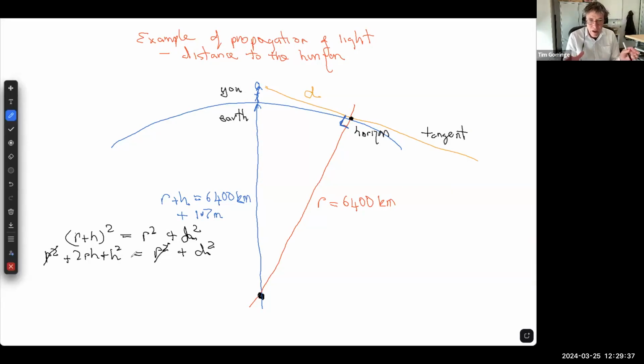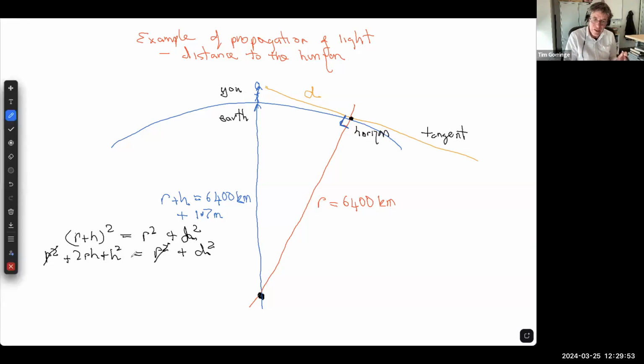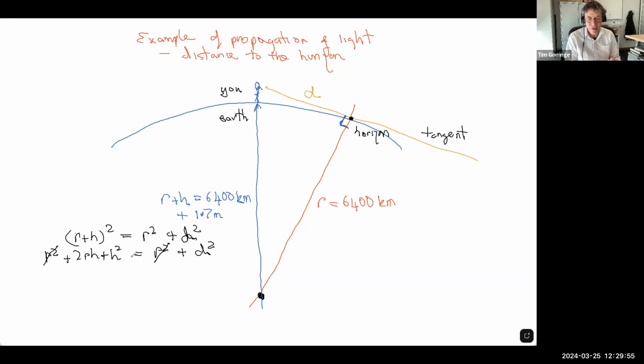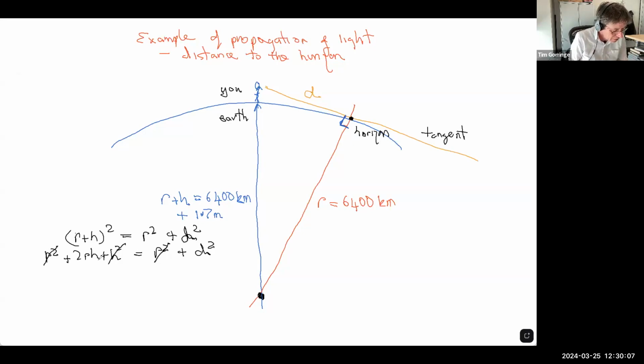Well, R is the radius of the Earth. It's a really big number in meters times the height of my eyes. H squared, on the other hand, is just the height of my eyes above my feet squared. So H squared is much smaller than 2RH. And so what I'm going to do is make an approximation. It's actually a very good approximation. I'm going to ignore the H squared because it's so tiny compared to this other piece on the left-hand side.